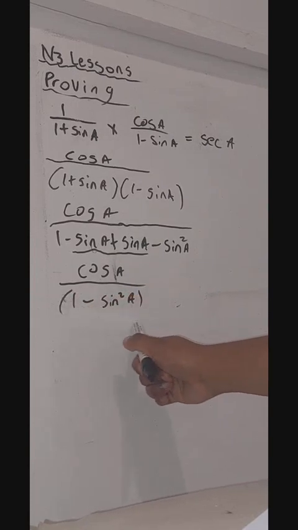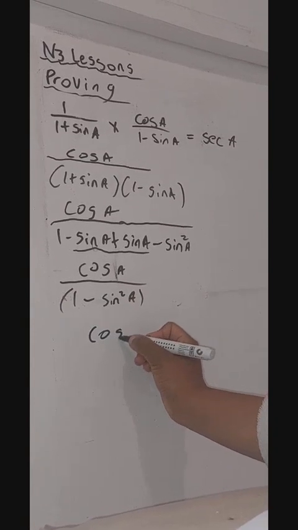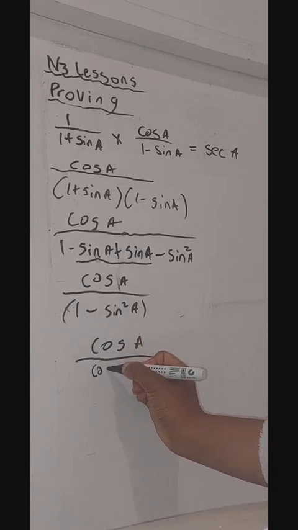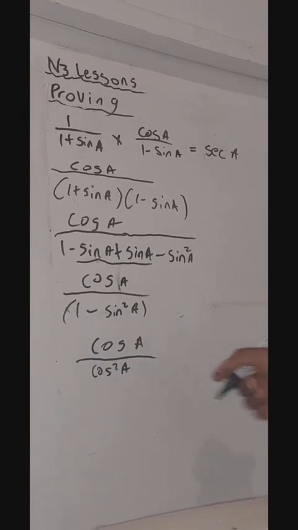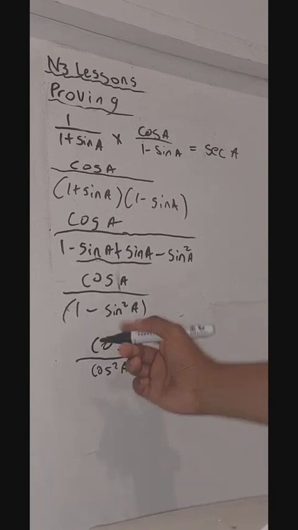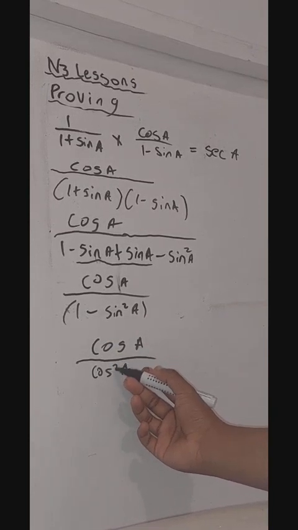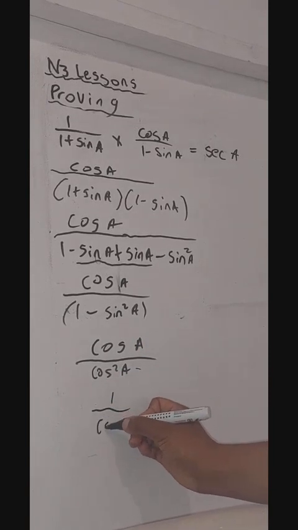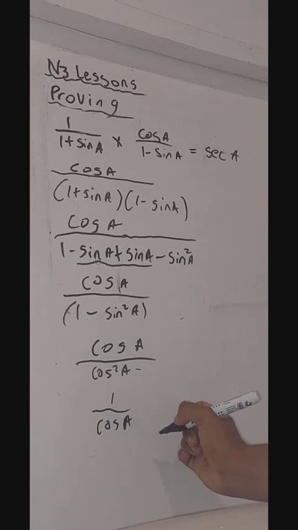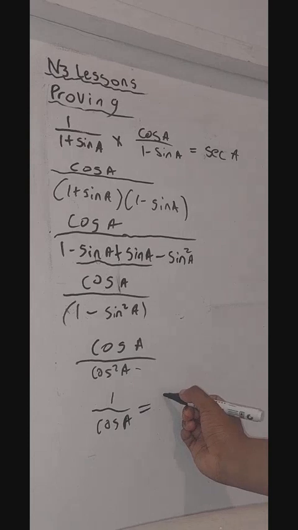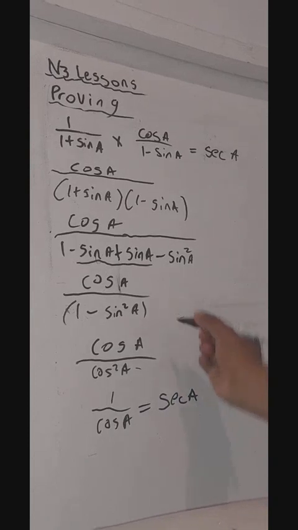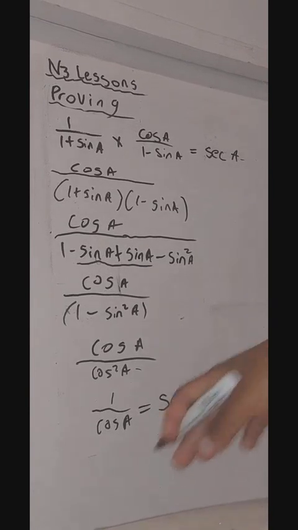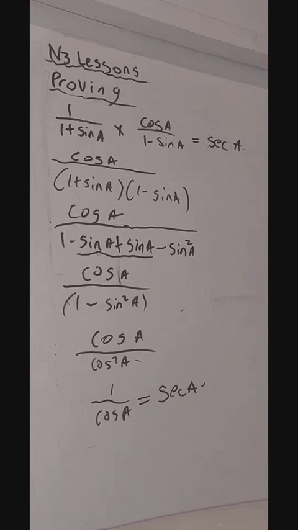And you remember from those formulas, we're going to get cos A over cos squared A, right? If we move down further, this is going to cancel one of that one. We're going to be left with 1 over cos A, which is equal to what? To sec A. So it is true. Sec A is equal to sec A. Therefore, right hand side is equal to the left hand side.